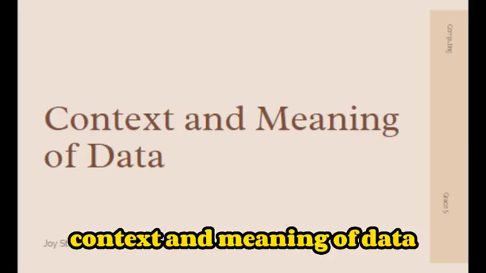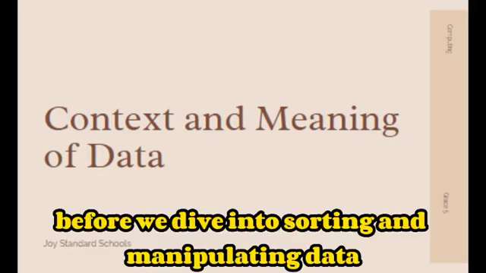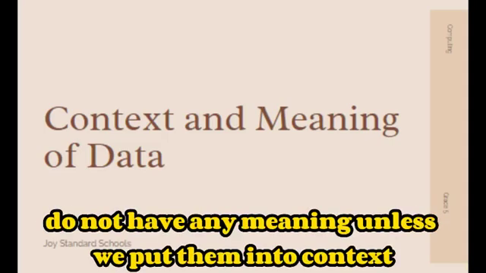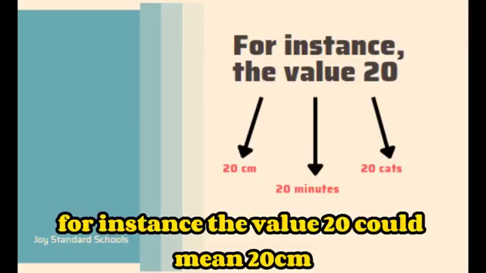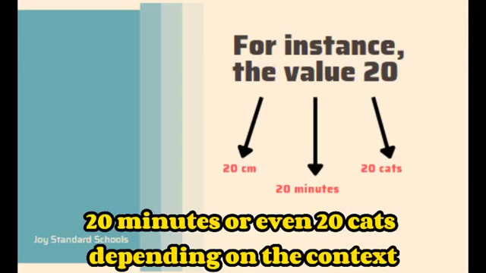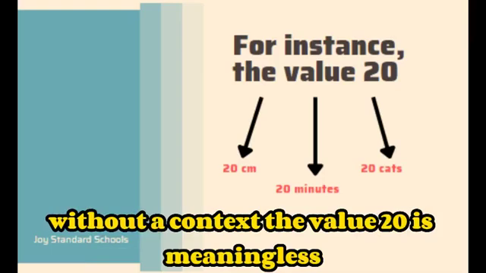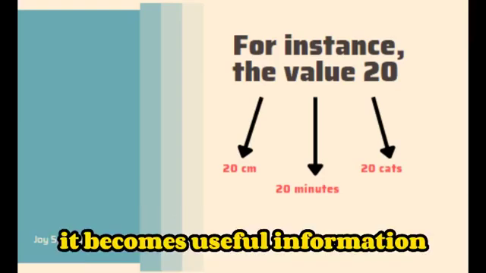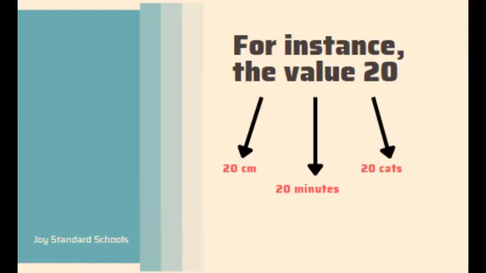Context and meaning of data. Before we dive into sorting and manipulating data, it is important to understand the concept of context. Data values do not have any meaning unless we put them into context. For instance, the value 20 could mean 20 centimeters, 20 minutes, or even 20 cats, depending on the context. Without a context, the value 20 is meaningless. However, if we provide a context for our data, it becomes useful information.